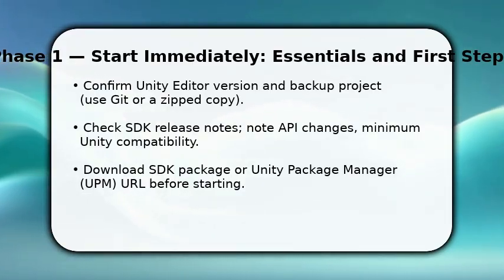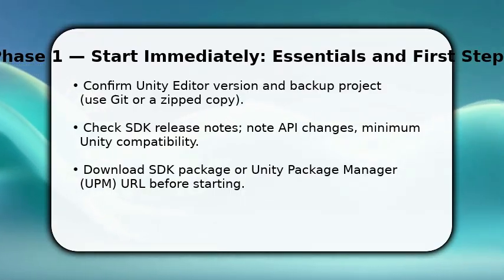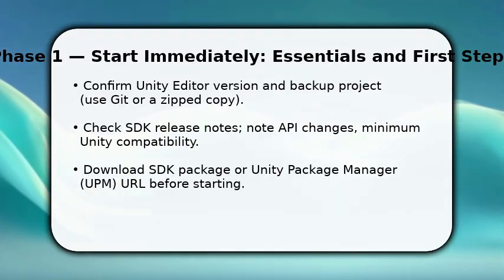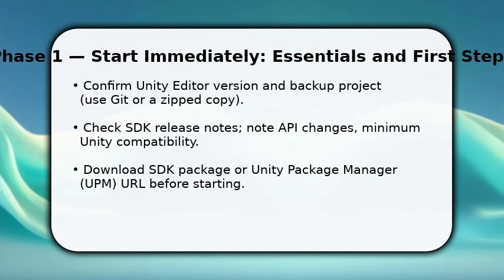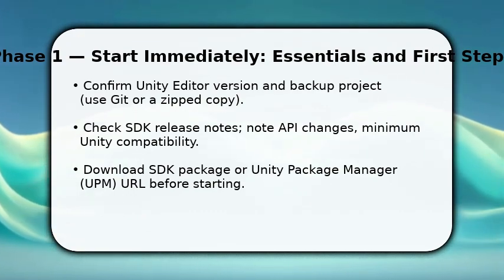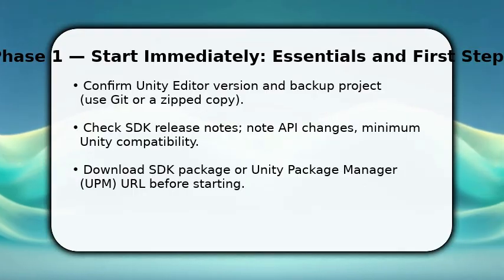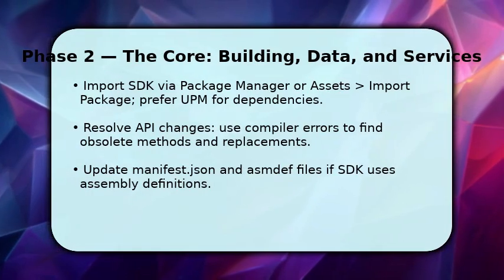This prevents surprises. Then download the SDK package or copy the UPM package URL. Having the file or URL ready speeds the process. Once done, close play mode and disable auto-compilation so you can update cleanly without half-compiled assemblies. You now install and migrate code.